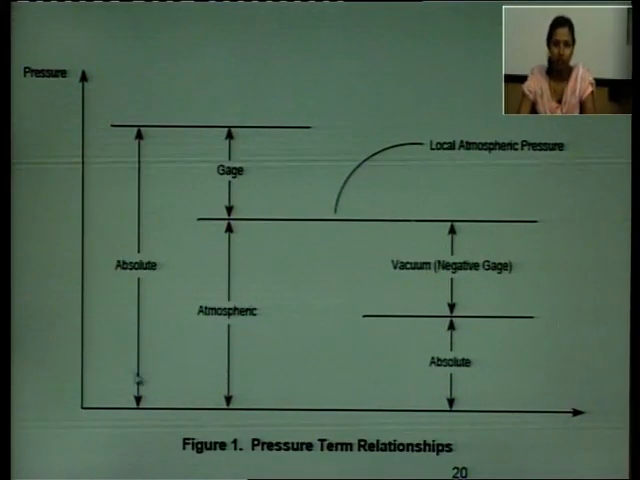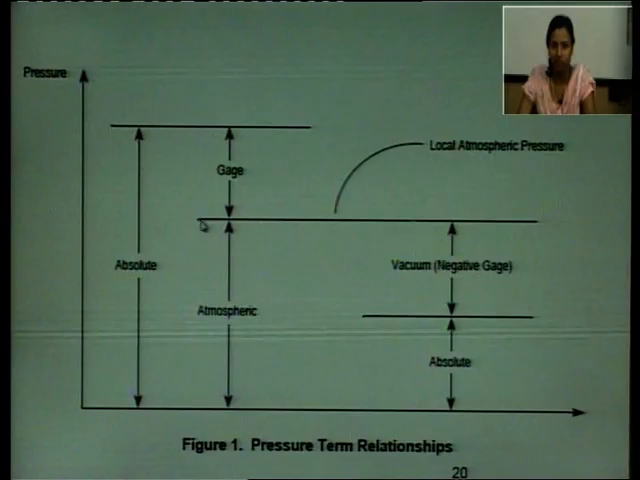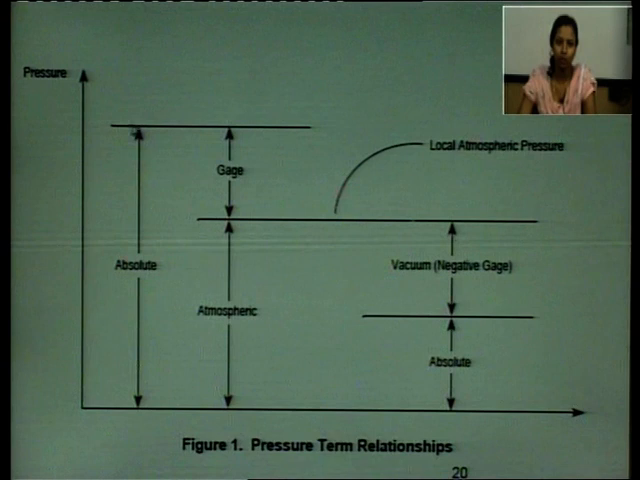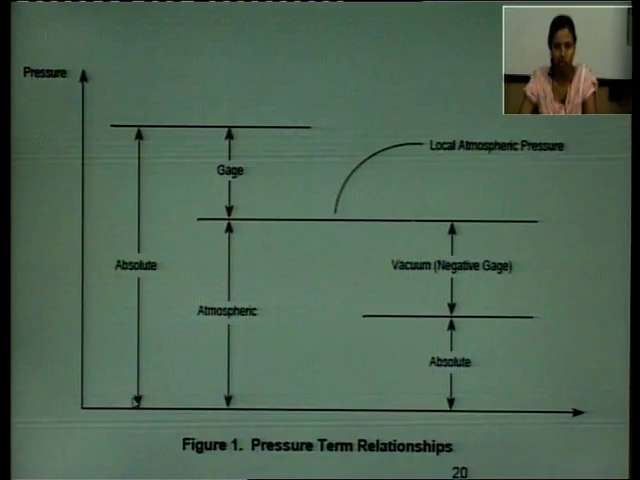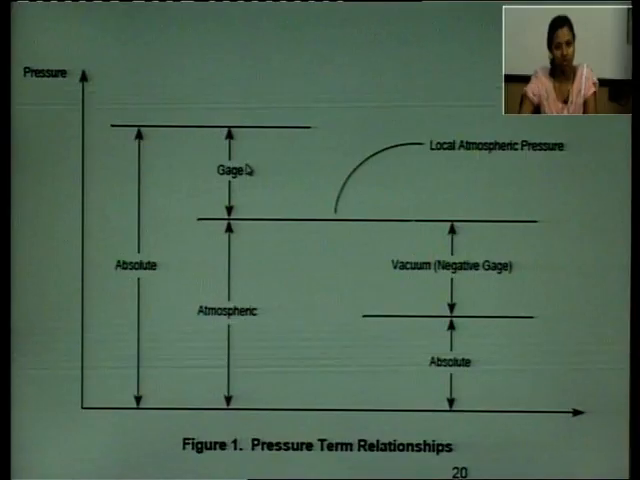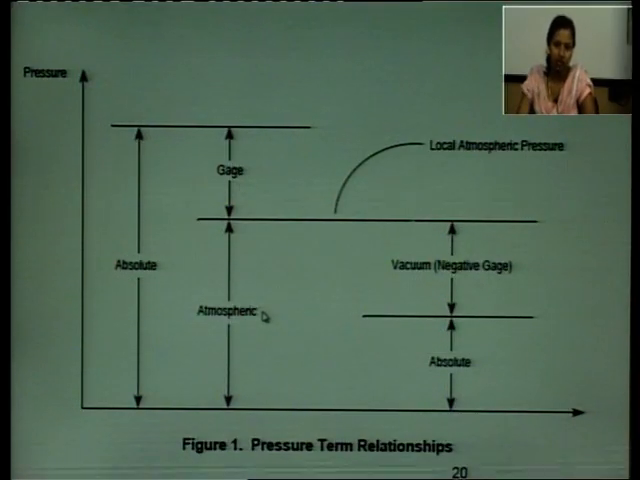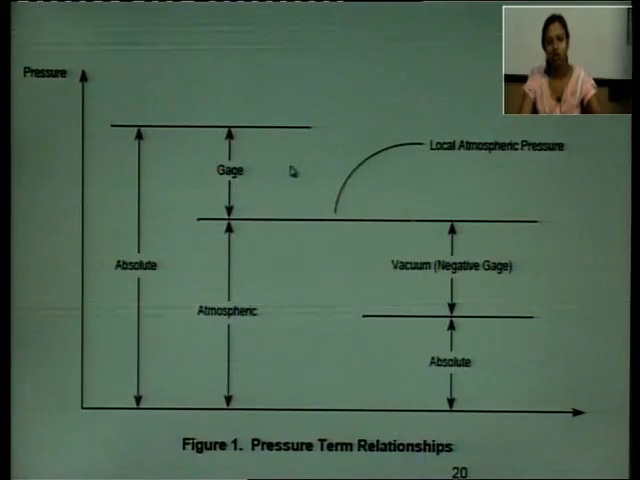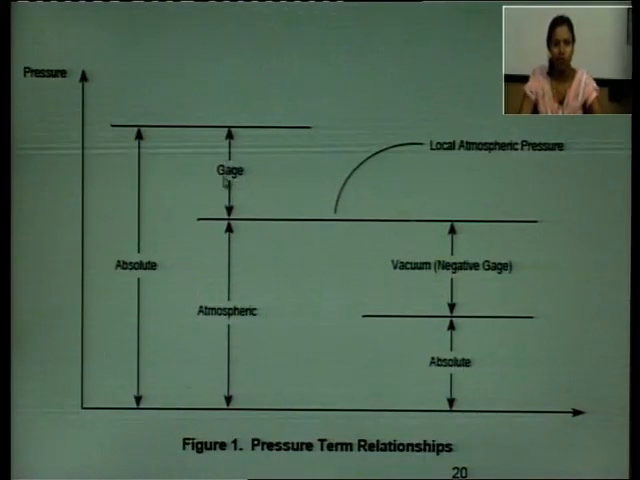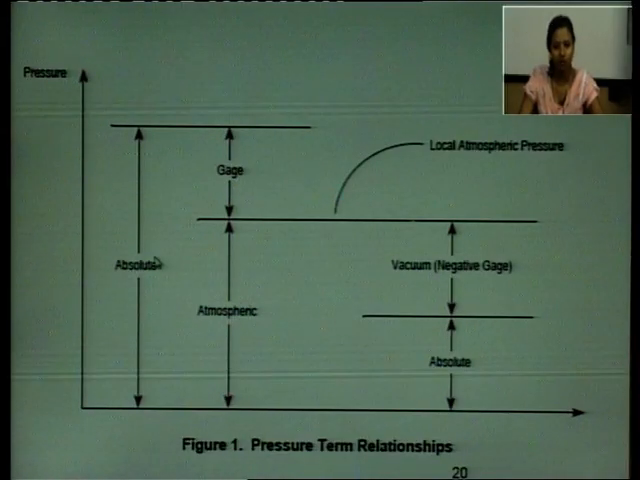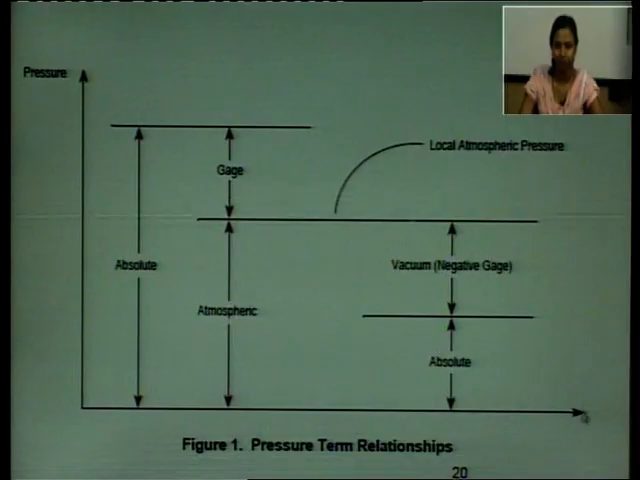So, if the pressure of a gas is at this point, this is 1 atmospheric, this is atmospheric pressure, and the total pressure of the gas including the atmospheric is called absolute pressure. All the instruments measure mostly gauge pressure, which is the pressure above the atmospheric pressure. So, if we add gauge pressure and atmospheric pressure, then it is equal to the absolute pressure of that gas.